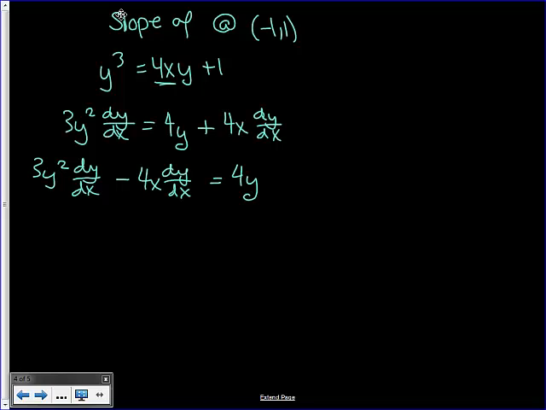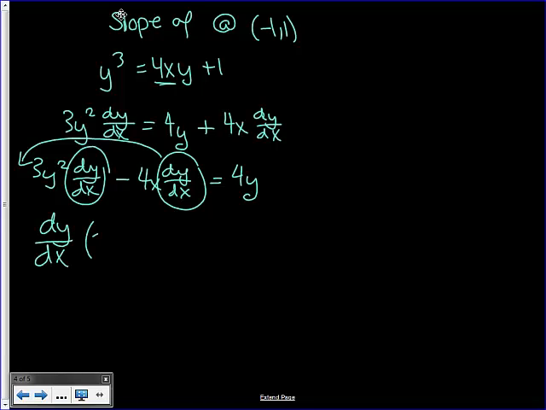Now the next thing I'm going to do, okay, I'm going to factor dy/dx out. Alright, so I can get it by itself. I'm left with dy/dx times 3y squared minus 4x equals 4y. To solve for dy/dx, just divide.